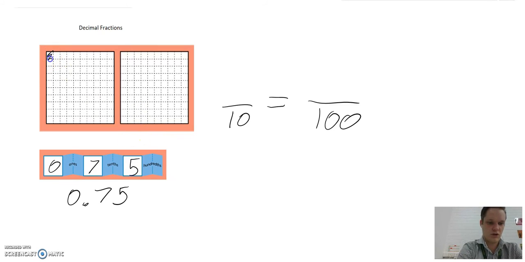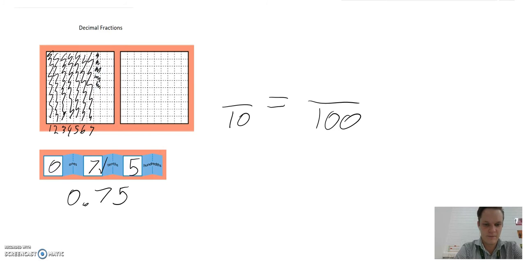Sorry. We'd color in 1, 2, 3, 4, 5, 6, 7. So that's our tenths done. So we've got 7 rows of 10. We got 7, and then we need 5 hundredths, 5 little squares, because each of these squares is worth, there's 100 of them, so it's hundredths. So we have 75 done. So we can tick that, we've done that.